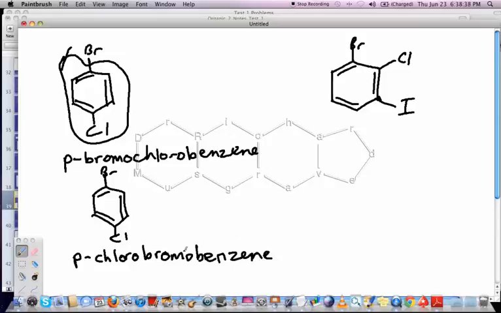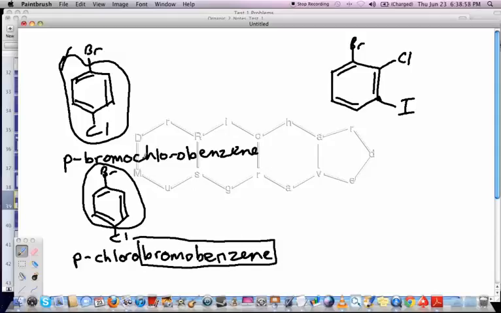Because we're not basing this name off benzene, it's based on bromobenzene. So bromine is in the one position and chlorine is on the bromobenzene ring. So therefore it's p-chlorobromobenzene, and this that I'm putting in a square here is actually the base chain, just like over here where chlorobenzene was the base chain. So everything in front of the base chain is what gets alphabetized. So this is just bromo and now this is just chloro. So both of these are legal names.